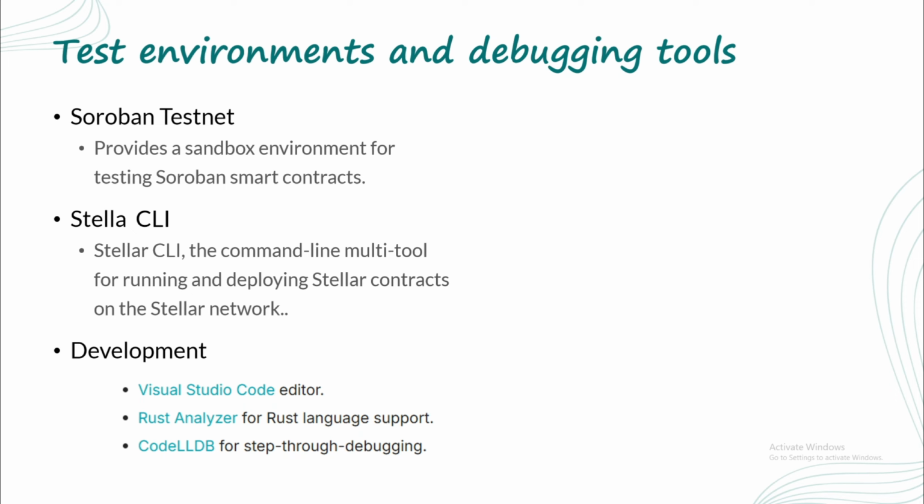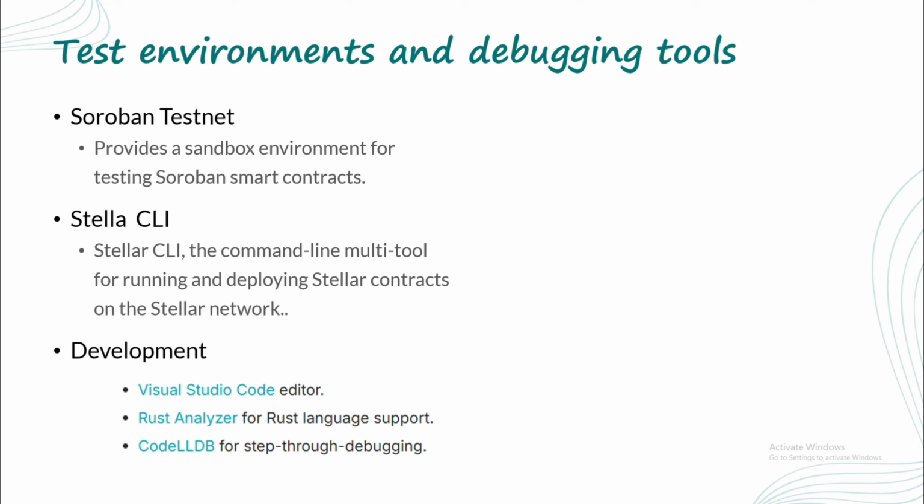Development-wise, Stellar supports the use of the Visual Studio Code editor that you might already be using. There is Rust Analyzer, which provides Rust language support on VS Code. So this is like an add-on or a plugin. Then there is the CodeLLDB debugger, which is for step-through debugging, so you could debug your smart contract. I think the experience of writing smart contracts using Stellar is actually very amazing.